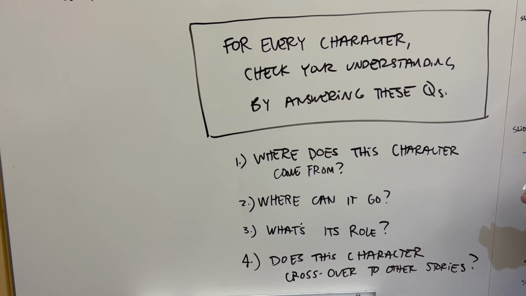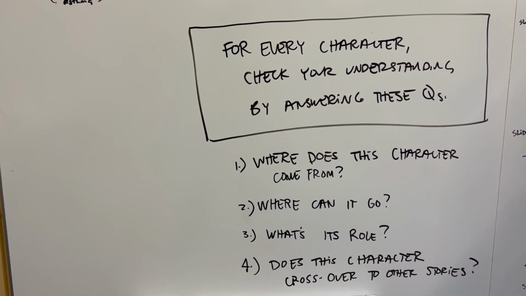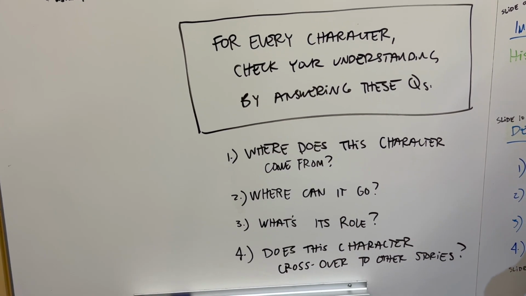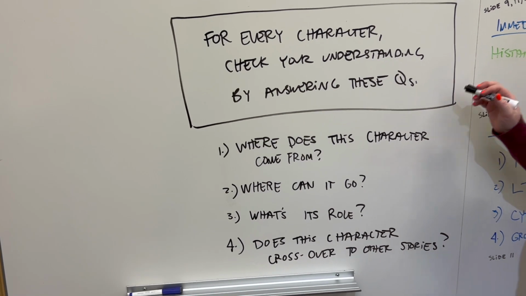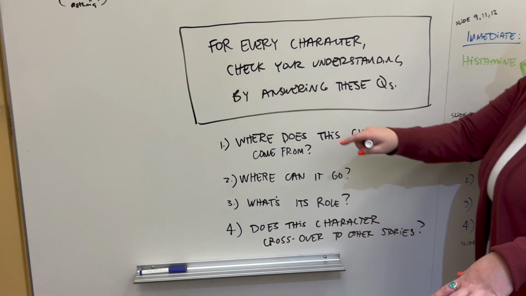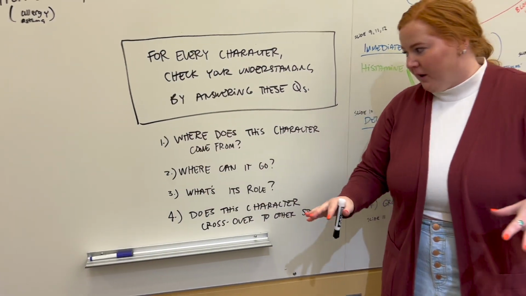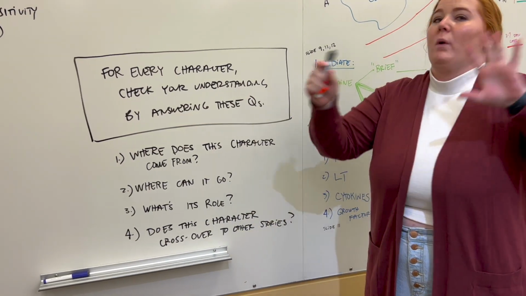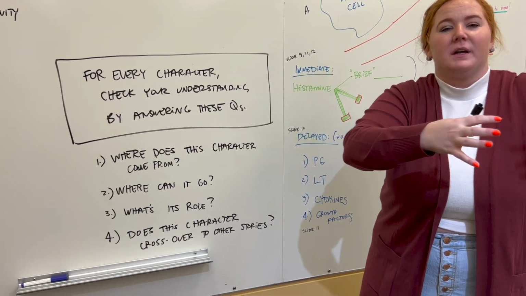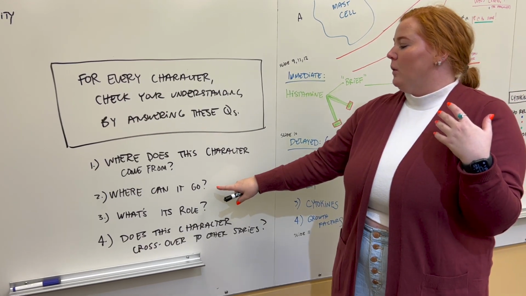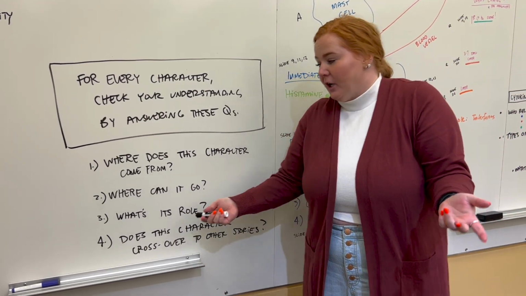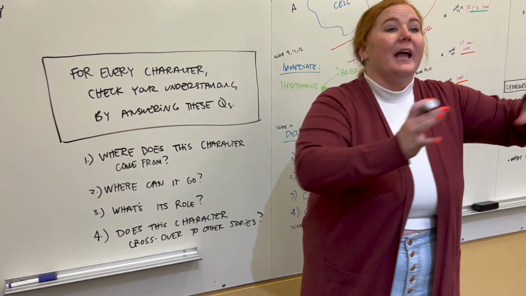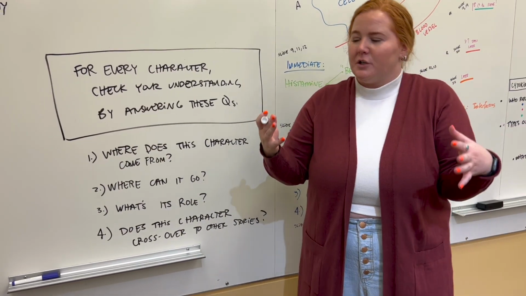Before we get going, for every character in this story, here is a list of questions you can ask yourself to check your understanding. Where does this character come from? Where did it come from before it got to the site? Where does it mature? Where does it live? Where is it hanging out? And then where does this character go? Is it going to a different area of the body? Is it going to leave the vasculature and go into the tissue? Those are the kinds of questions you're asking.